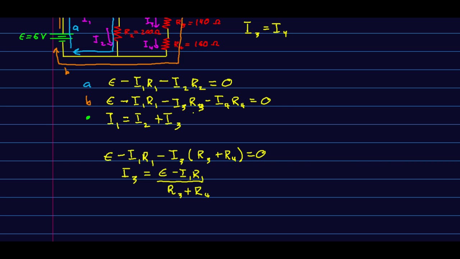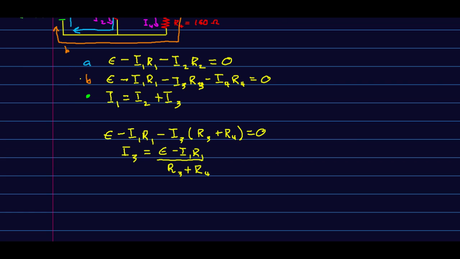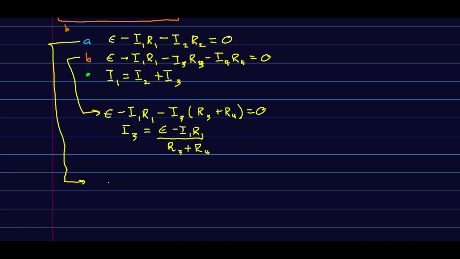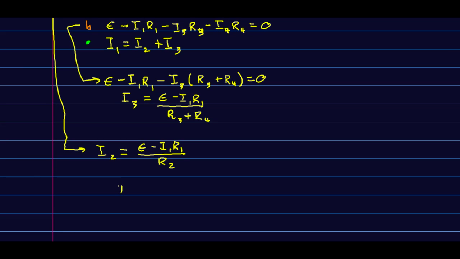Okay, and now I'm going to use the equation. So this all came from B. So now I'm going to use A to get rid of I2. And so I'm going to get that I2 is... And now I'm going to substitute these expressions for I2 and I3 into my junction law. And so I get that I1 equals I2, which is epsilon minus I1 R1 over R2 plus and all this.